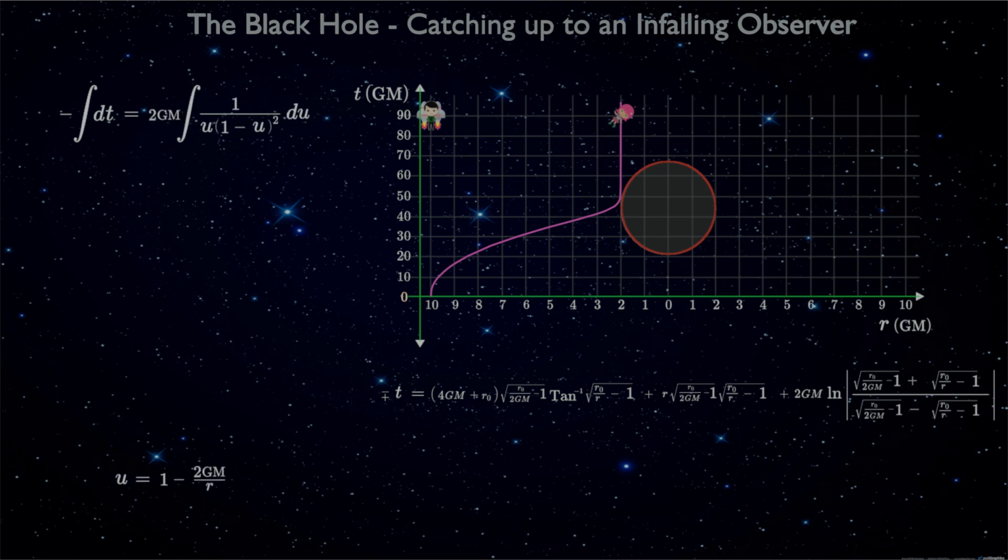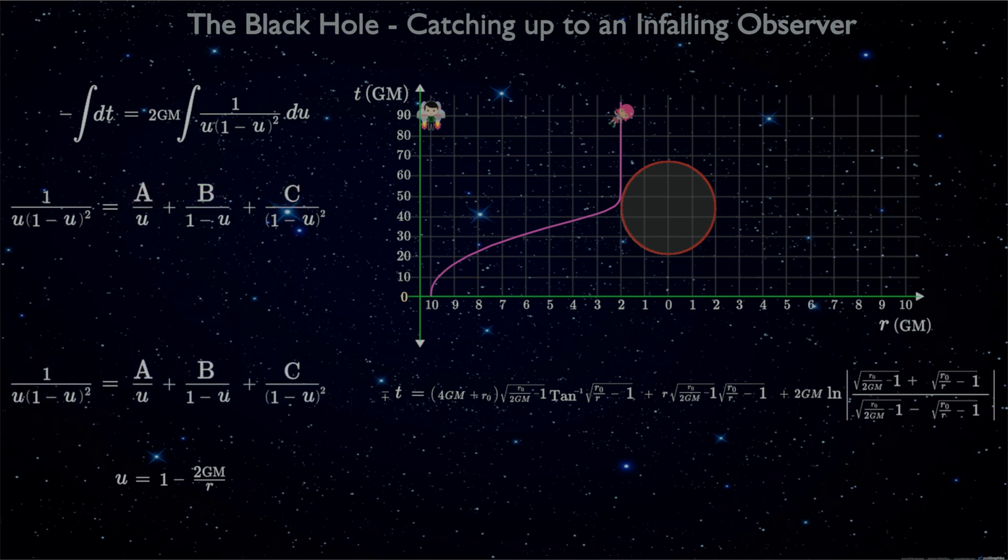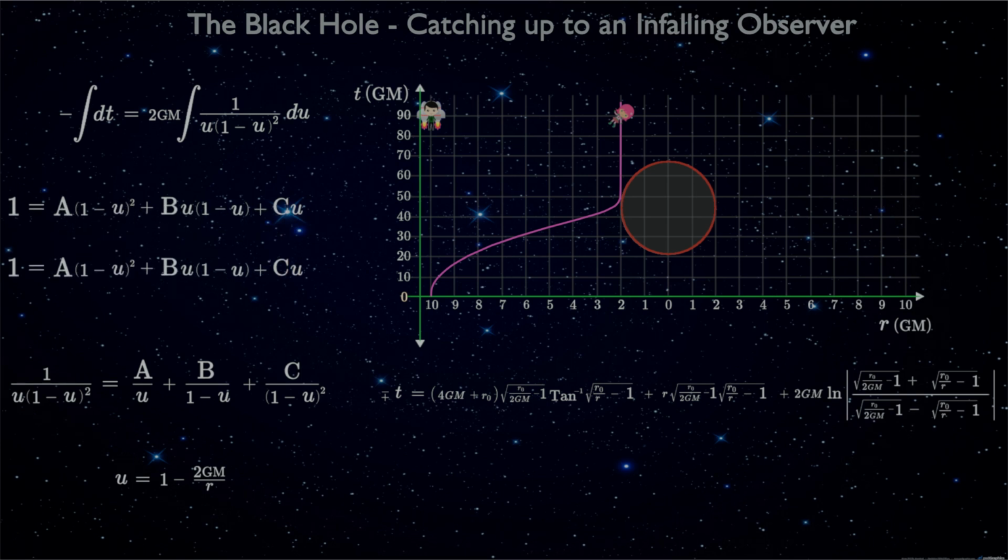Okay, we can solve this integral by the method of partial fractions. Let 1 over u times (1 minus u) squared equal a over u plus b over 1 minus u plus c over (1 minus u) squared, where a, b, and c are constants. To find these constants, we first multiply through by the entire denominator. This equation must hold for all values of u.